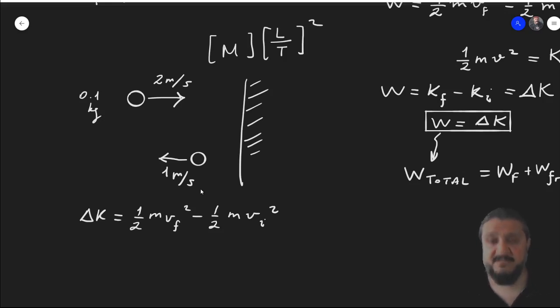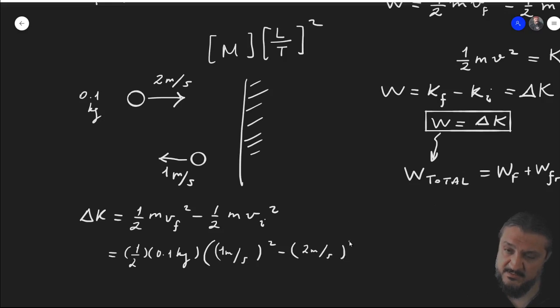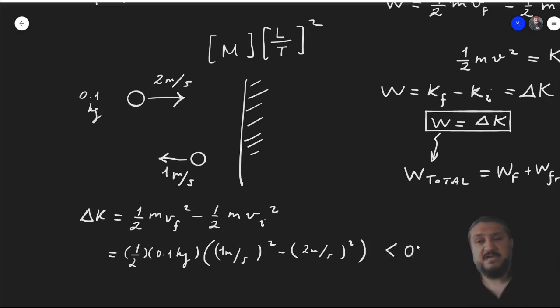So in this case, delta K will be a negative number. It'll be a negative number because the object has slowed, okay? So you have here 1/2 m. Why don't we factor this 1/2 m? M is 0.1 kilograms. So final velocity is 1 meter per second squared minus 2 meters per second squared, okay? So this many joules, but this is obviously a negative number. The change in the kinetic energy is negative.